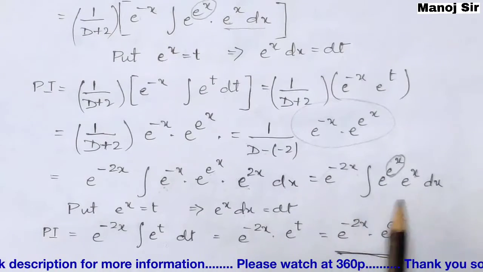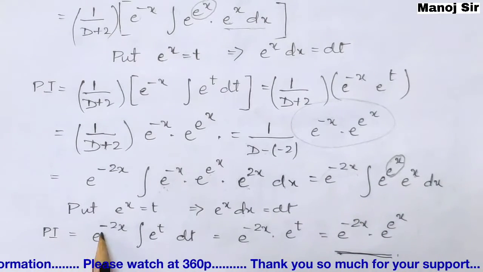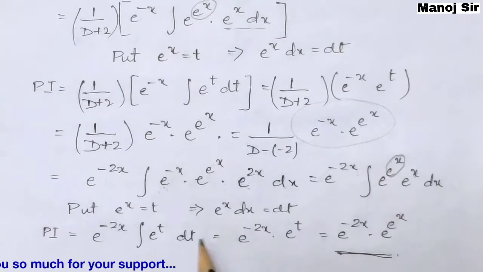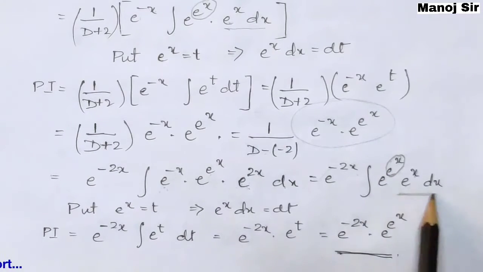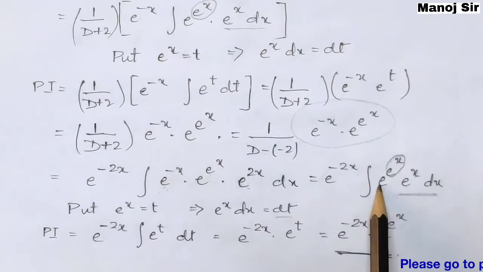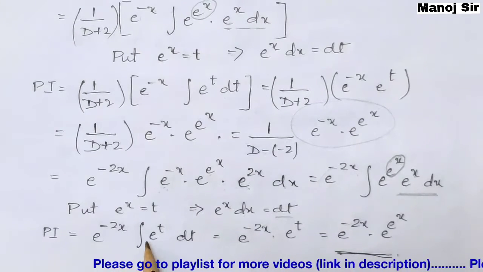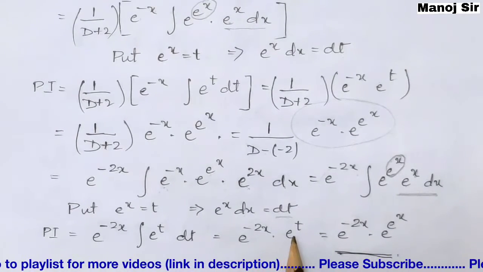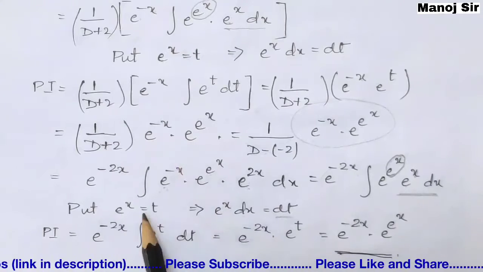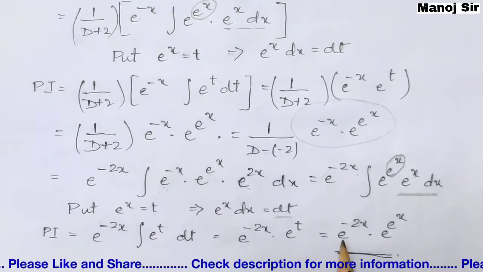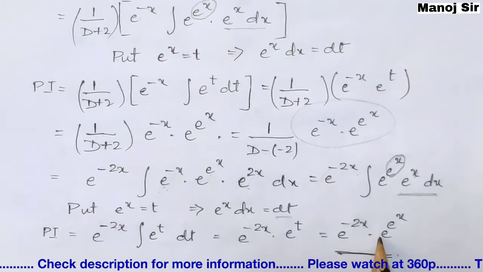Now coming to this, pi equals to e to the power minus 2x. This part is as it is, integration, this part is t, and this part is dt. So e to the power t into dt. Integration of this will become e to the power t, and what is t? That is e to the power x. So pi equals to e to the power minus 2x into e to the power x.